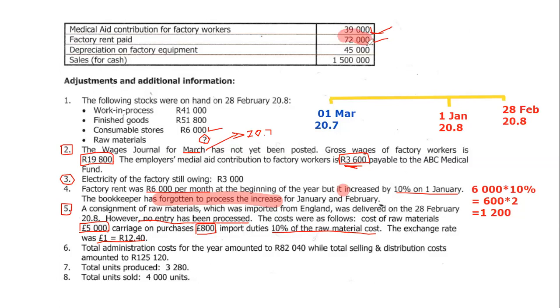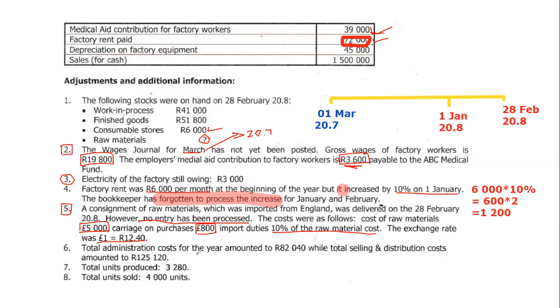Does it make sense? Oh, yeah. Do you understand why? Yes. The 6,000 has already been recorded, so you don't need to record it again. Do you get it? Yes. So that's why we're just gonna add it with that 72,000 and that's it. Okay. Can I move on?